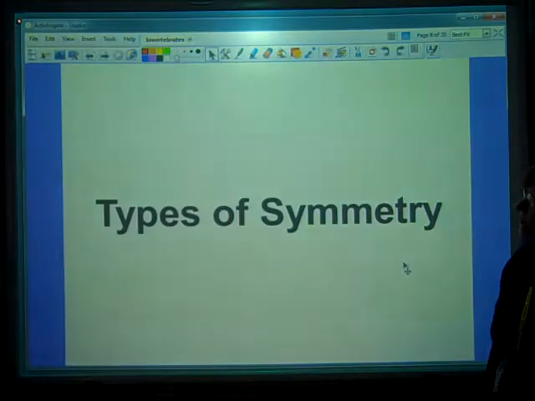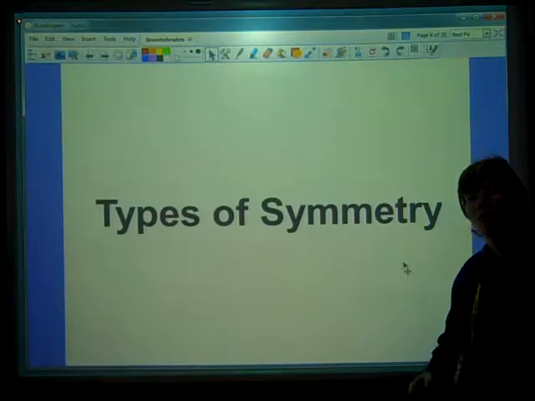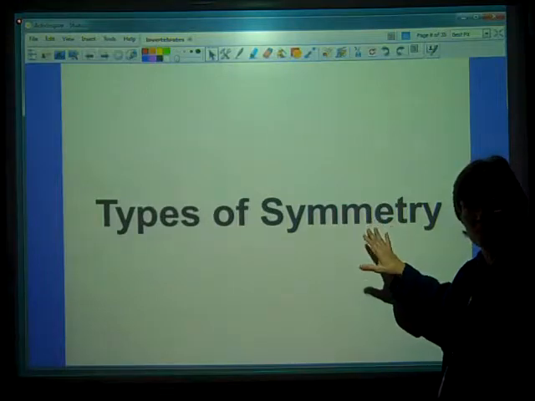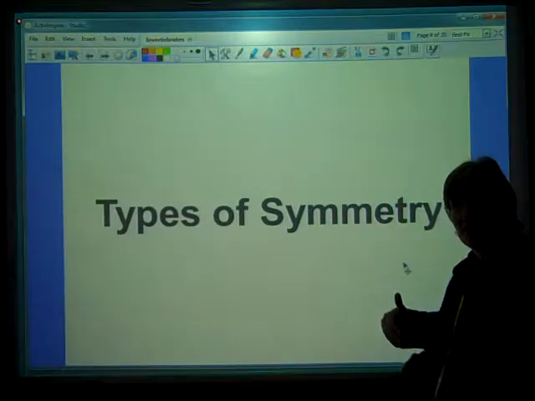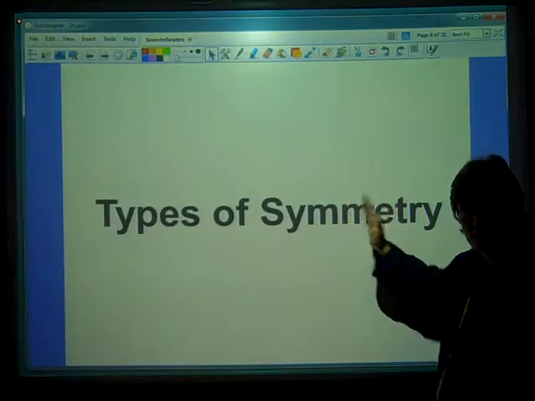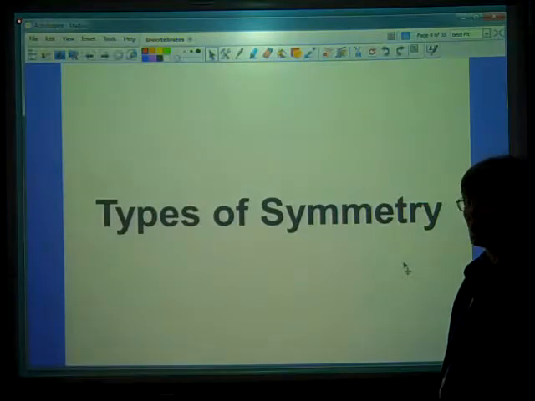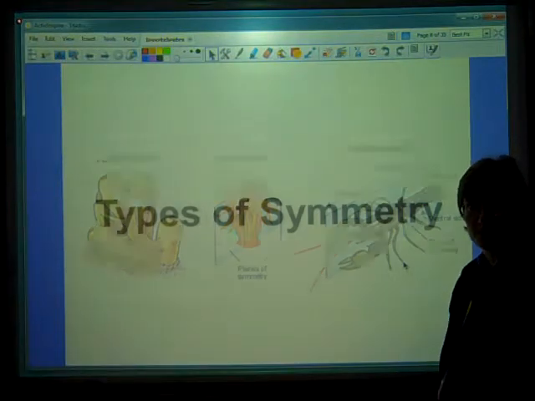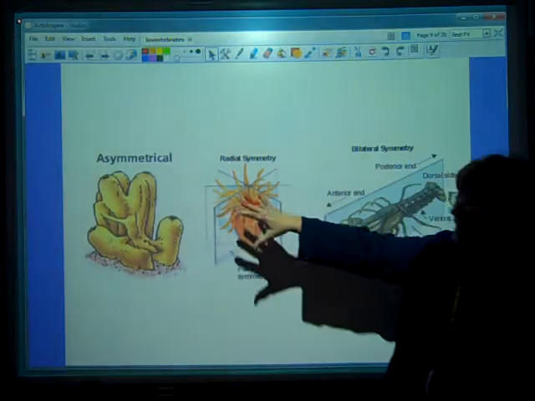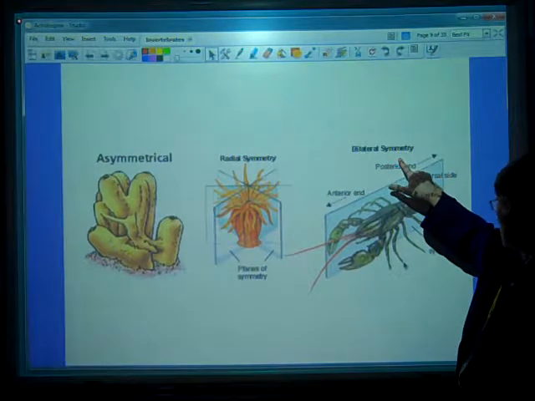Another thing that you have to understand is this word symmetry. When we talk about symmetry, you've heard this term probably in math class. Symmetry means the same thing in science. It's making one side of an object, does one side look like the other side? Like mirror images. In science, we talk about basically 3 different types of symmetry: asymmetrical or asymmetry, radial symmetry, and bilateral symmetry.